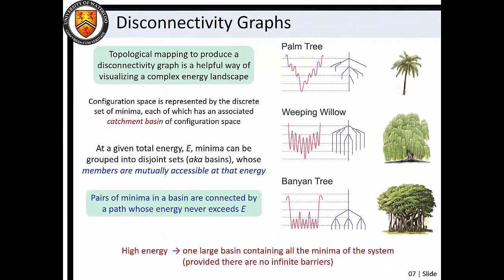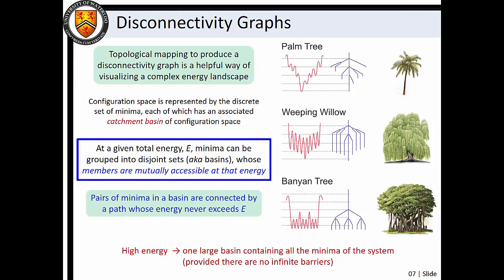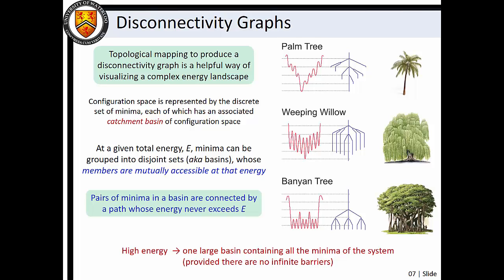With a knowledge of the local minima and the transition state energies, a disconnectivity graph can be drawn to visualize the energy landscape. In these diagrams, configuration space is represented by the discrete set of minima, each of which has an associated catchment basin. At a given total energy, the minima can be grouped into basins whose members are mutually accessible at that energy. In constructing these diagrams, basins commonly adopt one of three structures, known as tree diagrams.